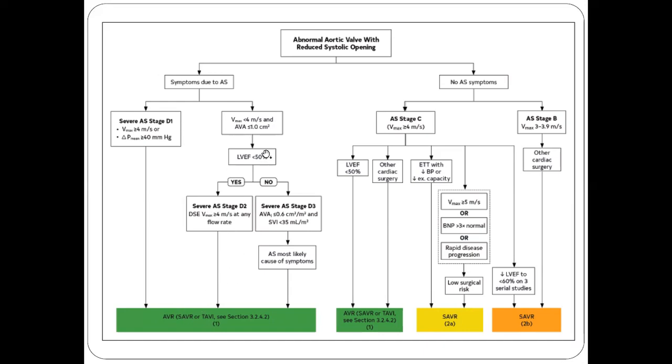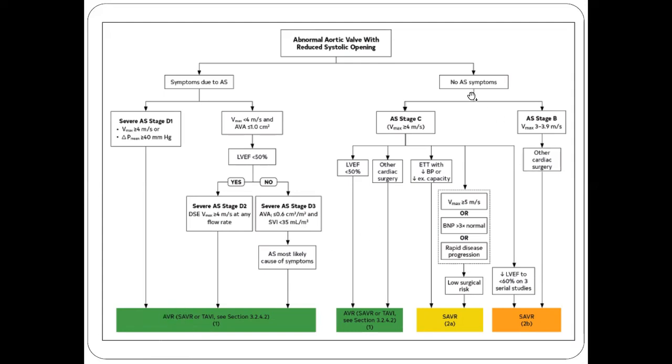And if the EF is more than or equal to 50%, then it's considered severe AS stage D3. Then if the aortic valve area is less than 0.6 centimeters squared per meter squared, and the stroke volume index is less than 35 ml per meter squared, AS is most likely the cause of the symptoms. Then also we consider aortic valve replacement.